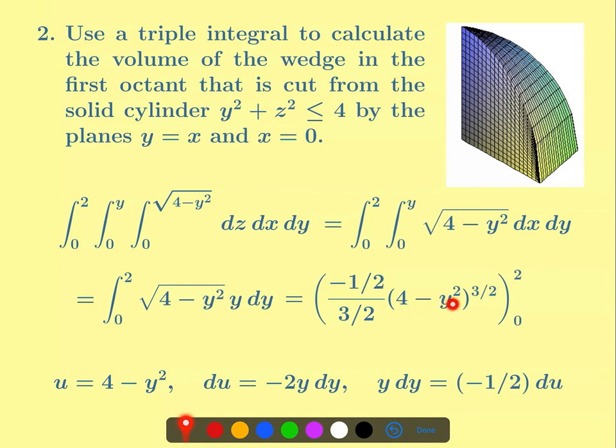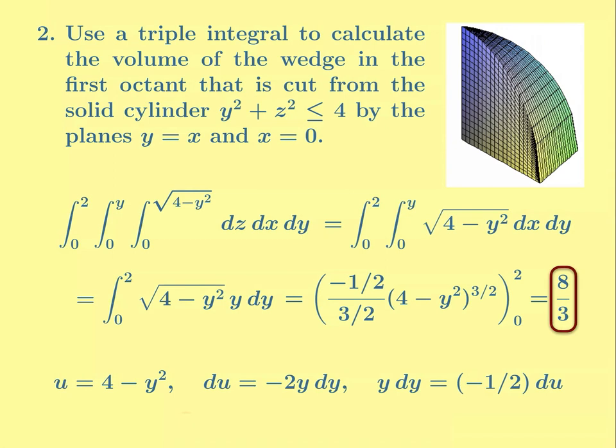I plug in 2, and 4 minus 4 is 0, so that's just going to give me 0. And then when I plug in 0, remember we're subtracting, so this minus 1/3 becomes a plus 1/3. Then I plug in 0 here, and I have 4 to the 3/2. 4 to the 1/2 is 2, and then I want to cube that. 2 cubed is 8. So 4 to the 3/2 is 8. Again, this simplified to minus 1/3, but we were subtracting, so this is plus 1/3. So we have plus 1/3 times 8, or 8/3. So that will be the answer for this problem. That will be the volume of this wedge here.